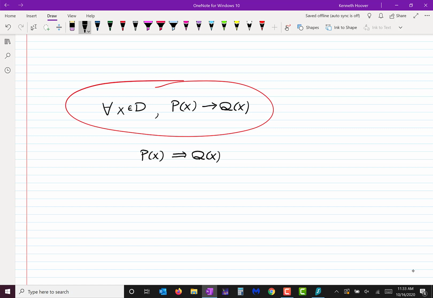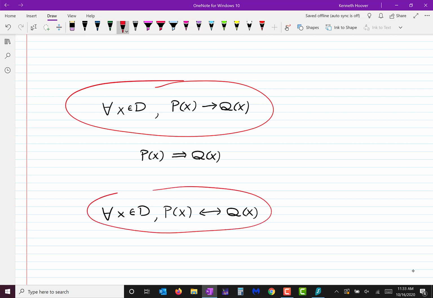Okay, and same thing with biconditional. So the book has been writing a biconditional with just one arrow like that. Okay, and maybe that biconditional is true for some values of x and it's false for other values of x. But if it is in fact true for all x in the domain of x, then you can shorten it by just writing this.